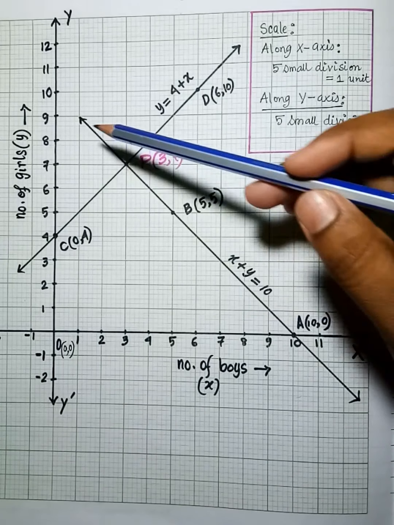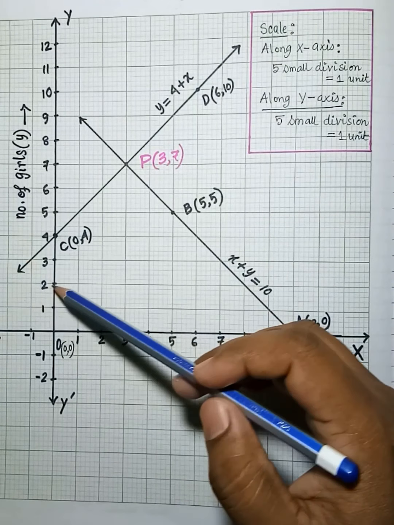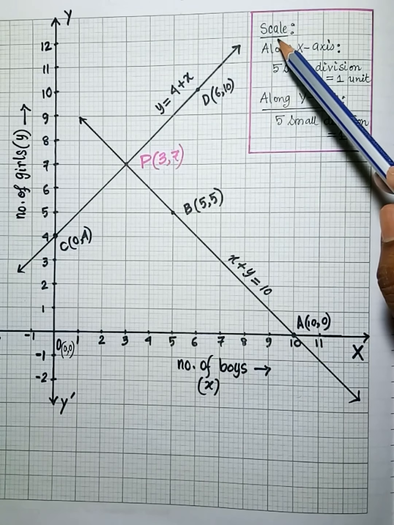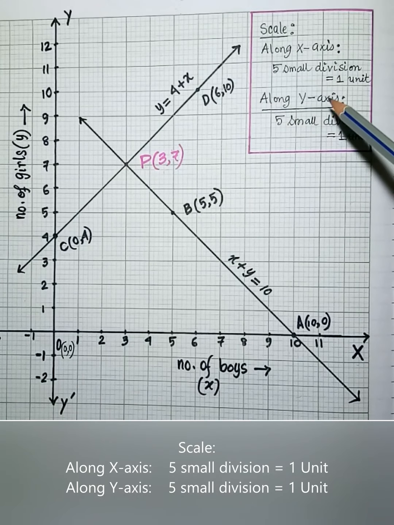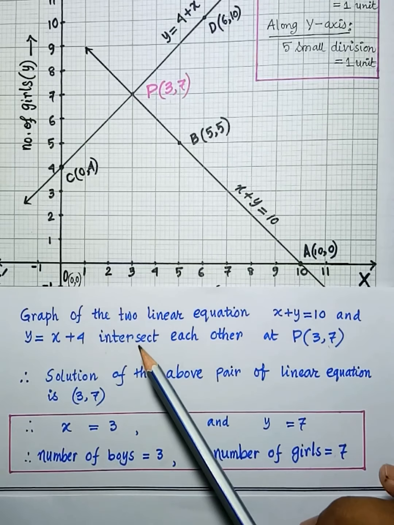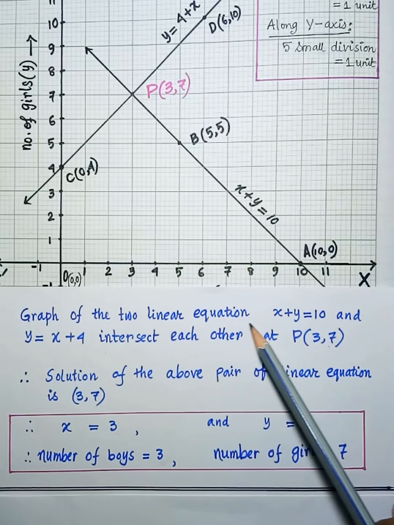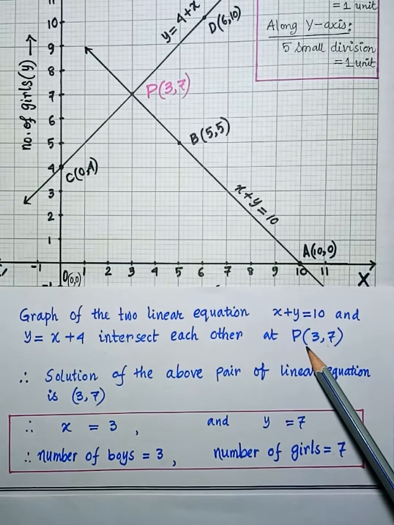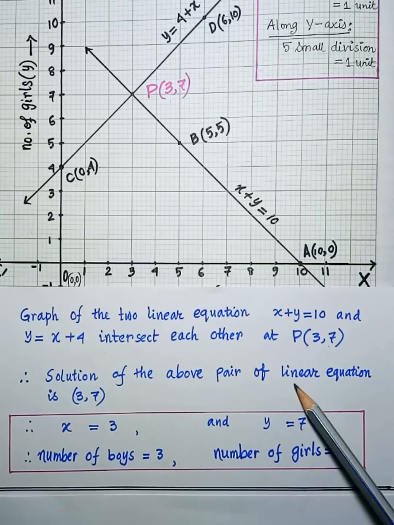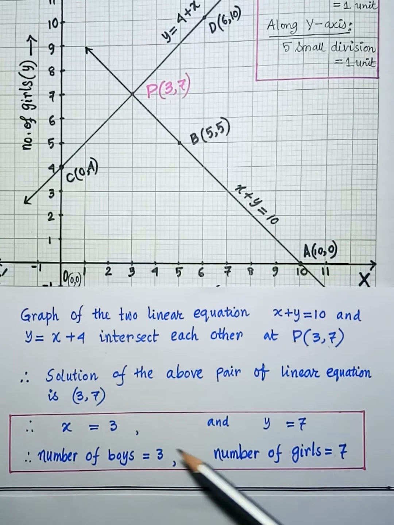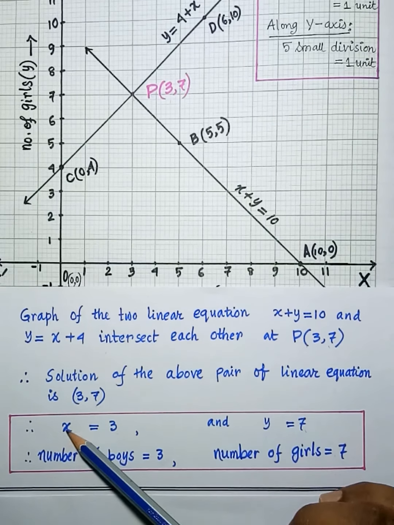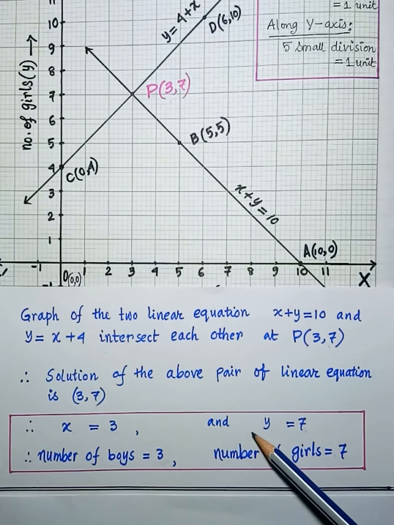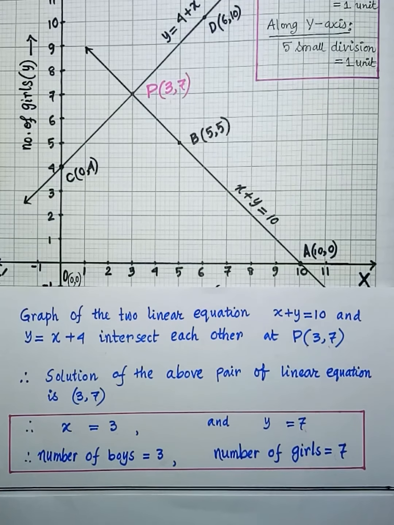Give arrowheads on either side of the lines. Also mention the scale along x-axis and y-axis. Conclude by writing this: two linear equations intersect each other at P (3, 7). Therefore the solution is (3, 7), that is x equal to 3 and y equal to 7. X refers to number of boys equal to 3. Y refers to number of girls equal to 7.